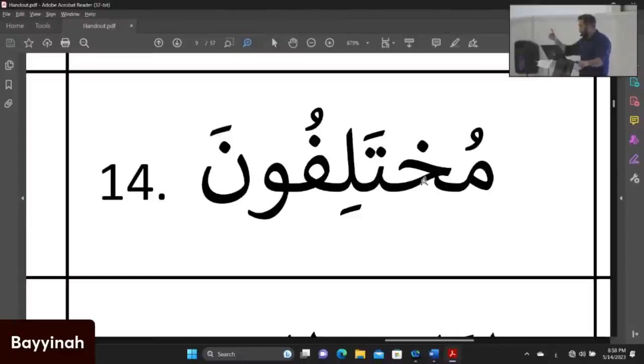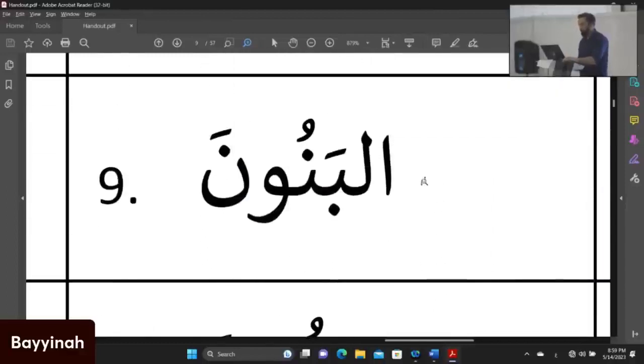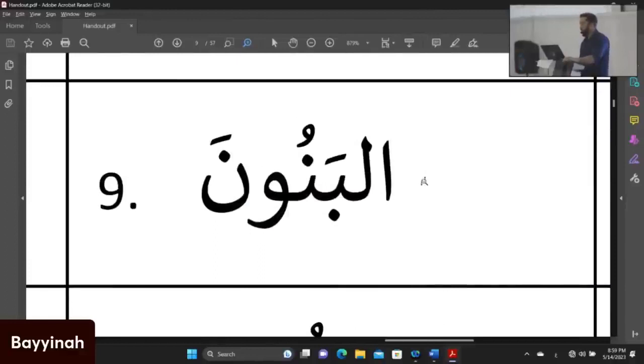Heavy? Because it's on the page 6 chart. Page 6 is all heavy. So Muslimuna, if it matches, heavy. Fine. How do you make it light? Mukhtalifu without the noon. Al-banuna. Light. Heavy.